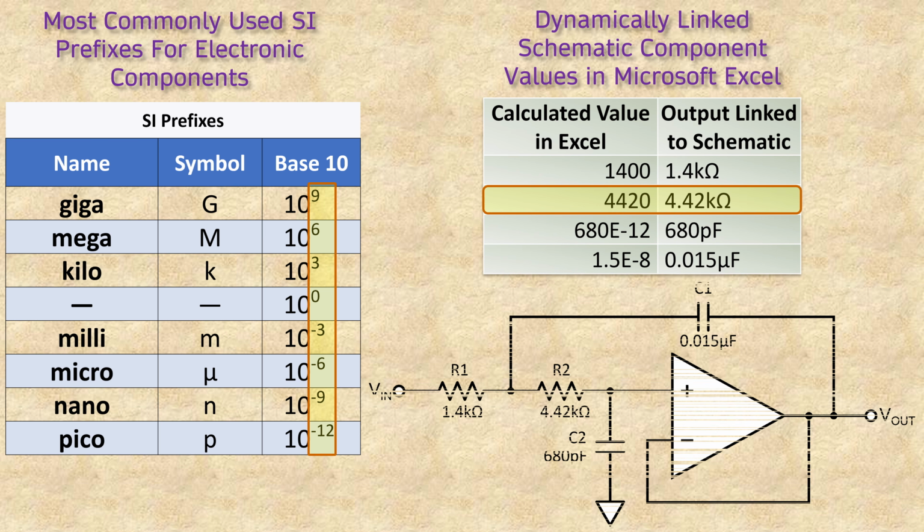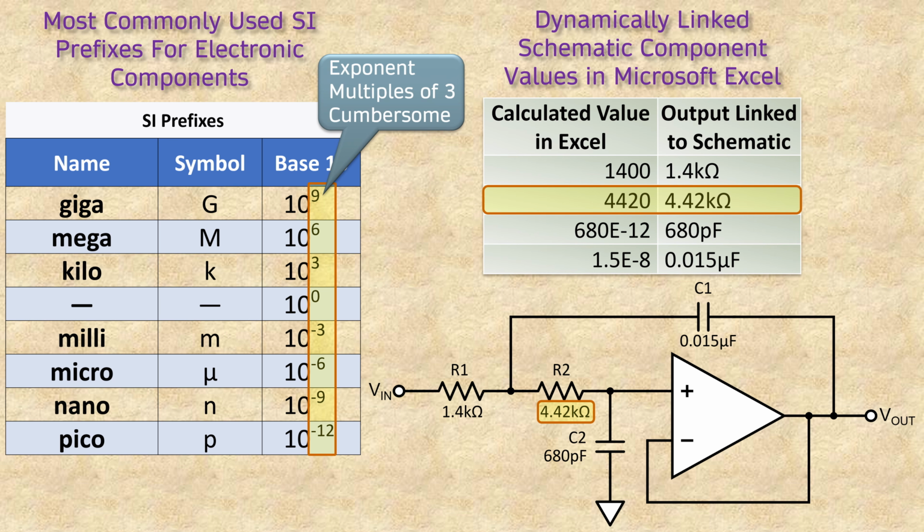Here it is linked in the schematic for a resistor value. We must determine how to scale the input to the appropriate SI prefix level. In this case, 4,420 was divided by 1,000 to get 4.42. It's easy in our heads, but how do we know that kilo is the correct SI prefix mathematically?